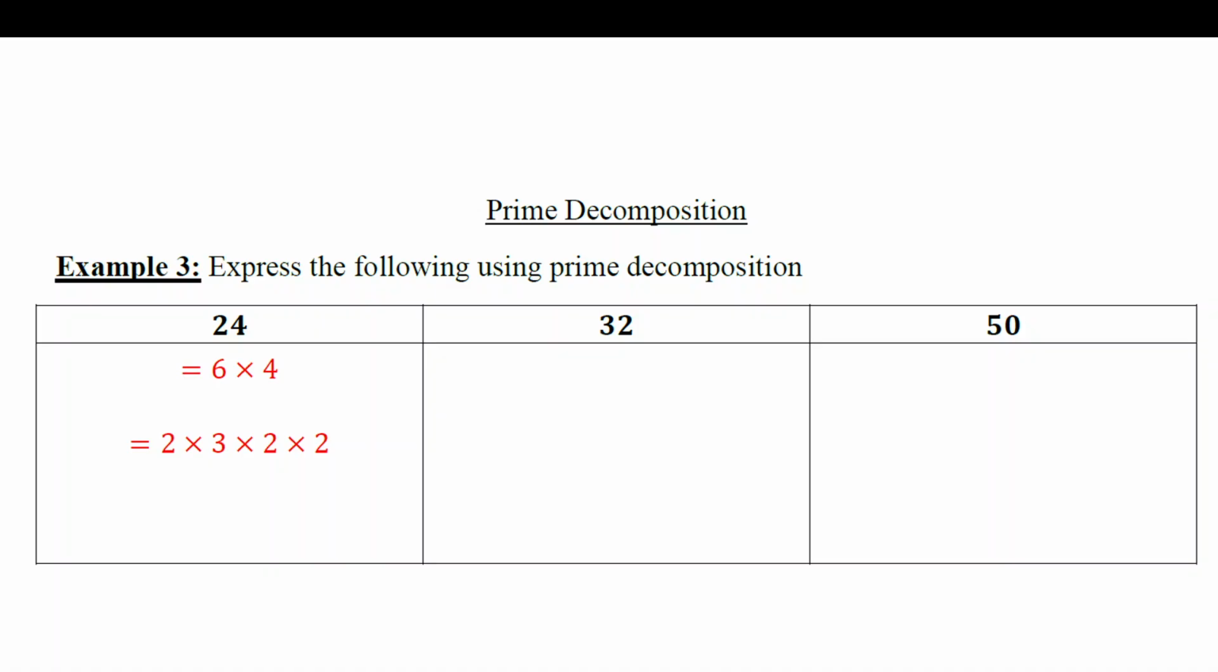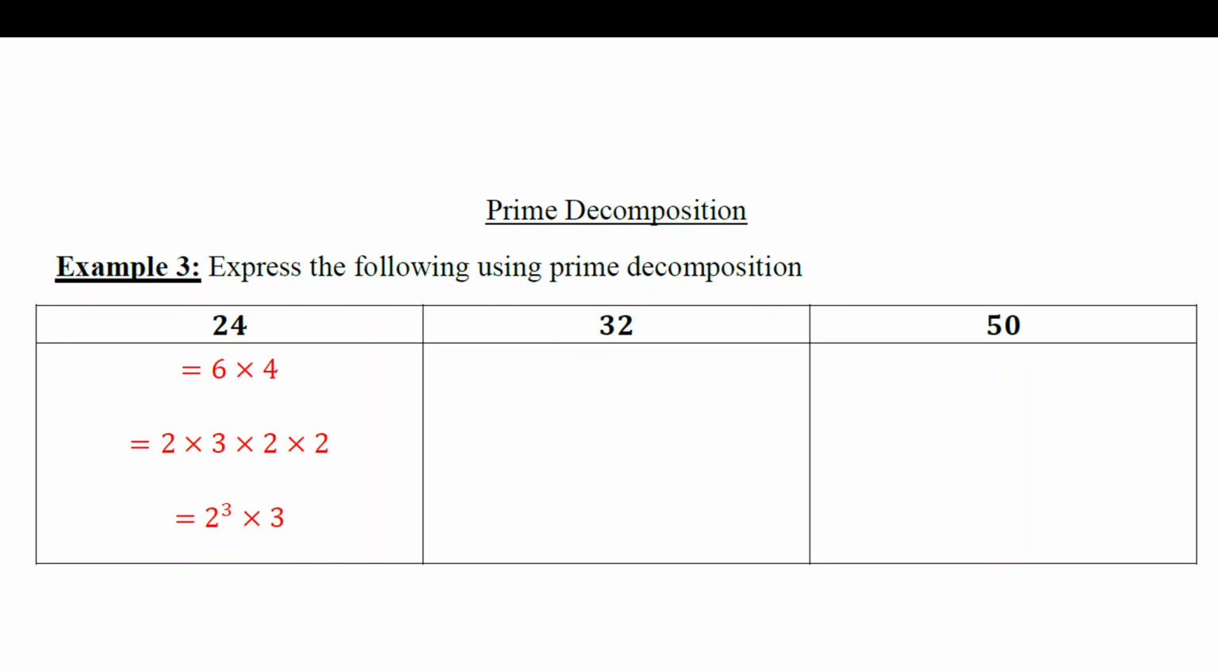And so now let's just tidy this up. How many 2's do we have? Okay, 2 times 2 is the same thing as writing 2 squared, but we have 3 of them. So 2 times 2 times 2 gives us 2 to the power of 3. So this is what we call prime decomposition.